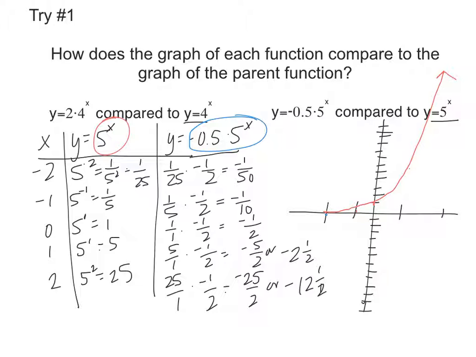Then we know that the blue one, negative 2 and negative 1/50th, again, I can't do anything about that. Negative 1 and negative 1/10, again, I can't really do anything with that. But 0 is negative 1/2, so that's right in the middle. 1 is negative 2 1/2. And then the last one is 2 and negative 12 1/2, so that's about here.